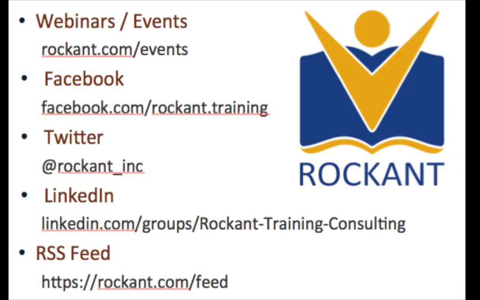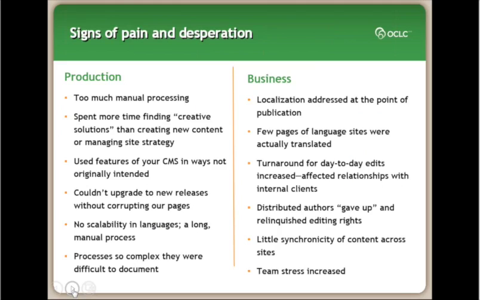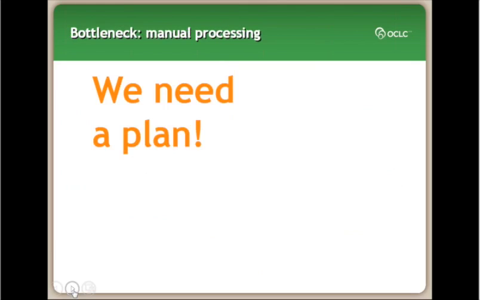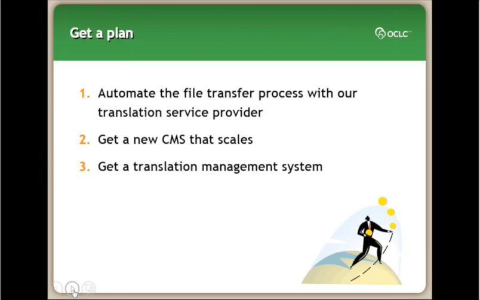The turnaround for day-to-day edits just keeps going up, and it's affecting your relationship with your internal clients. Maybe your distributed authors have given up and relinquished their editing rights. So whoever it is that's central to supporting your content is getting more and more work. And that means more and more of a roadblock. And your team's stress has increased. Well, when that happened to us, we knew we needed a plan.